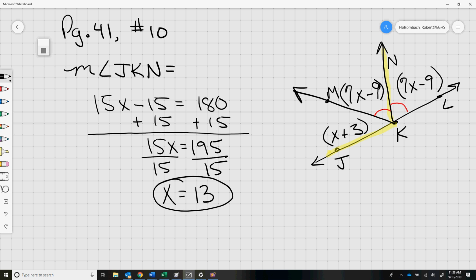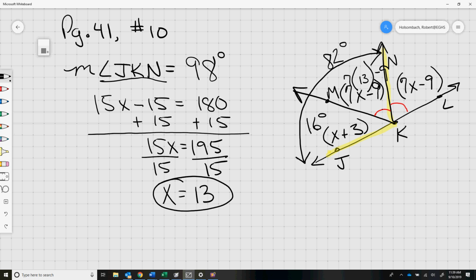So if your x is equal to 13, don't you need these two angles added together? So 13 plus 3 is? Good, that's 16 degrees. And then you got 7 times 13 minus 9. Get 82? 82 degrees. So your 16 degrees plus your 82 degrees gives you JKN, doesn't it? So what is that? 98 degrees. Any questions on problem number 10?